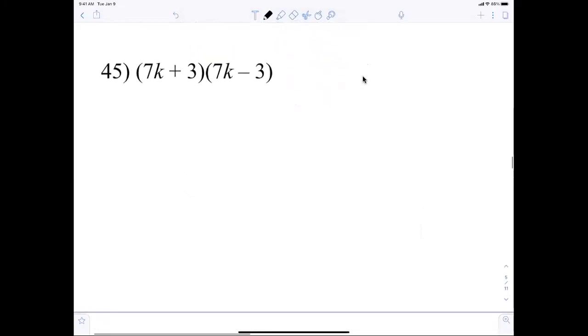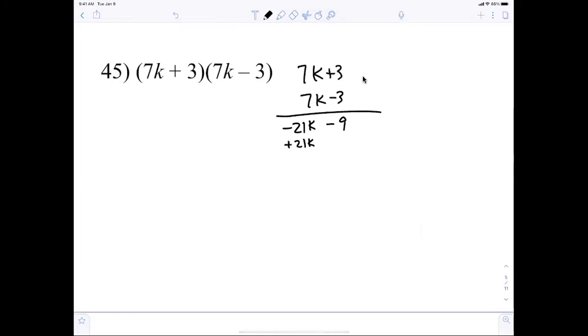Okay, 45. 7k plus 3, 7k minus 3. Negative 9, negative 21k, positive 21k, 49k squared. Okay, what happens here, guys? The 21s cancel. 49k squared minus 9. Anybody have any issue with that?